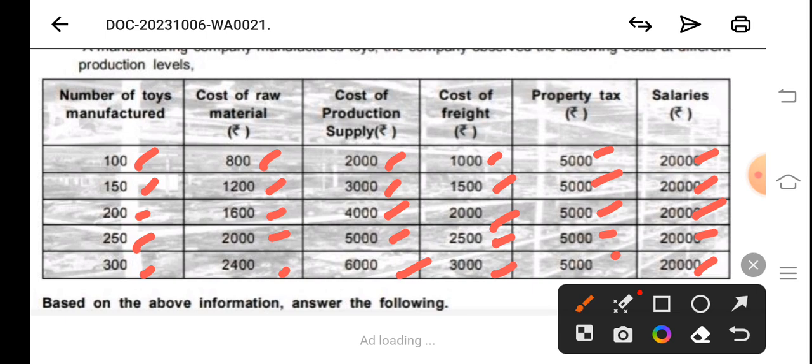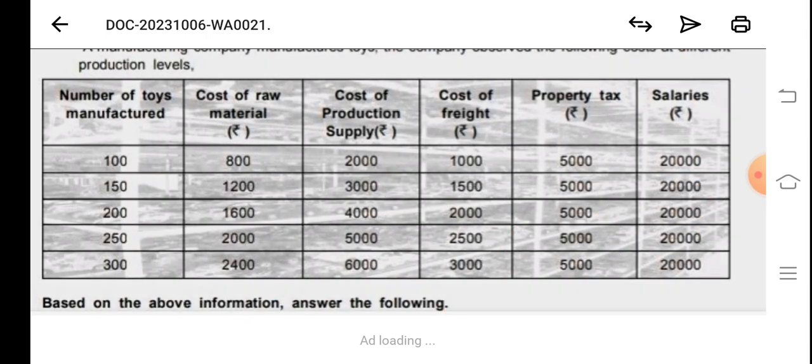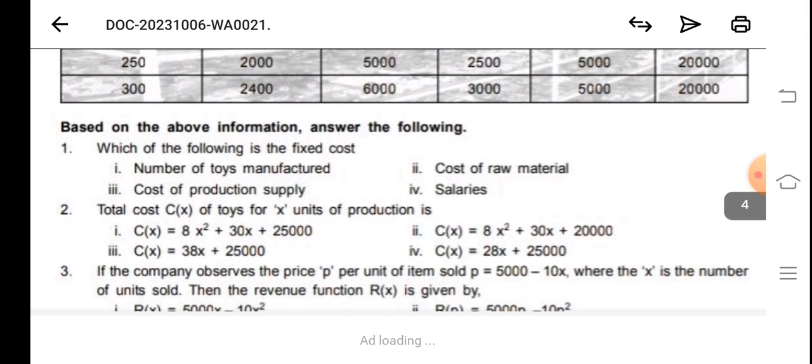So what you have to understand now is that whichever cost does not change at all, we call it fixed cost, FC. And whichever changes accordingly, we call it variable cost, VC. Once you understand that, this concept will be easy for you. Fixed cost and variable cost. So based on the above information, answer the following.